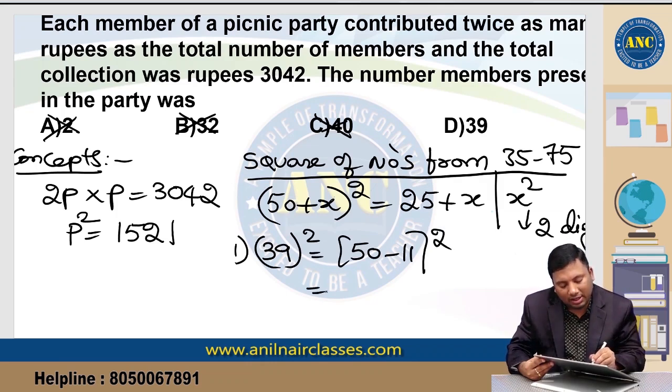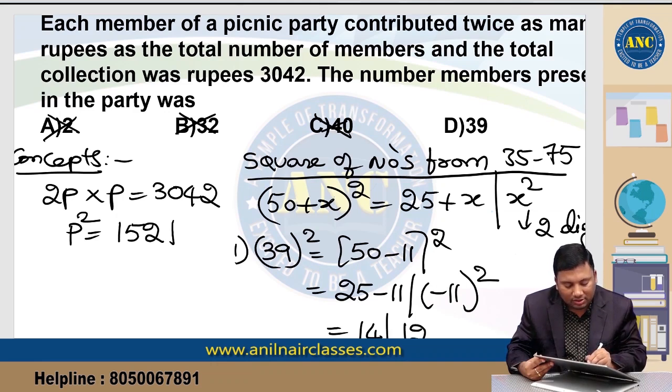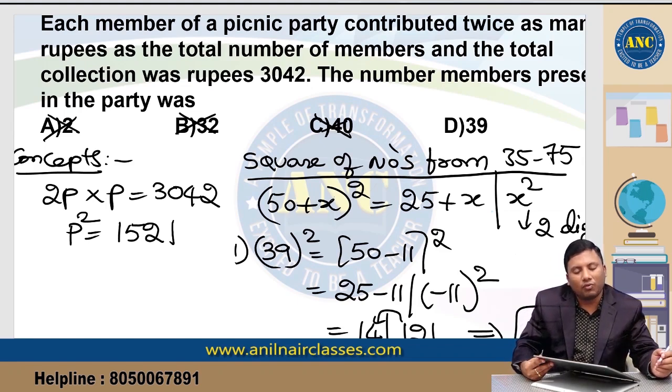X value is minus 11. So 25 minus 11 slash minus 11 square. 25 minus 11 is 14. 11 square is 121. Write down the last two digits, 21. 1 carried. 14 plus 1 is 15. So 39 whole square is 1521.